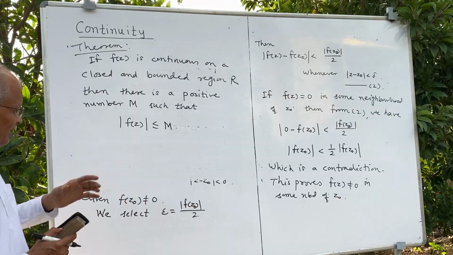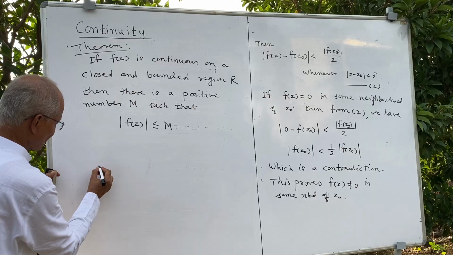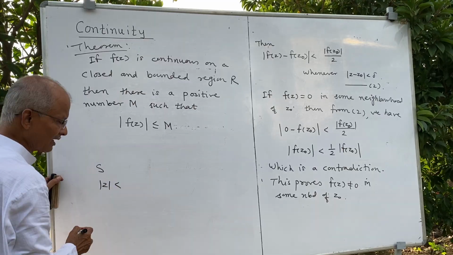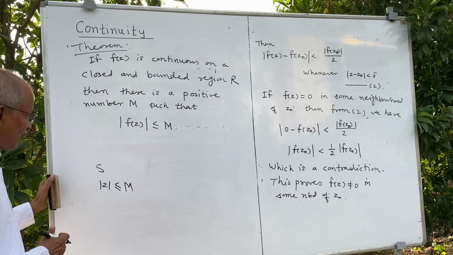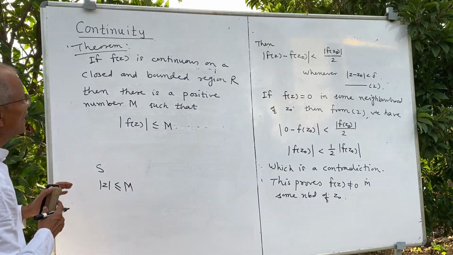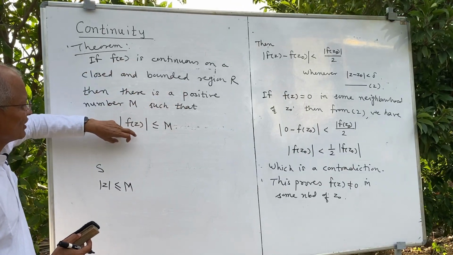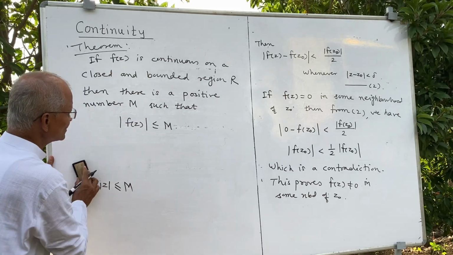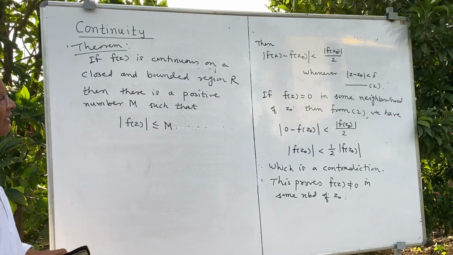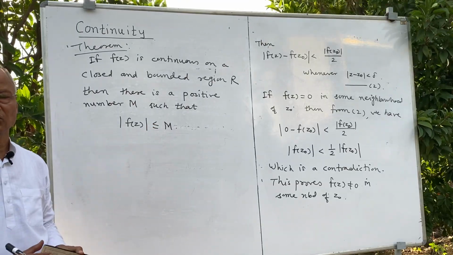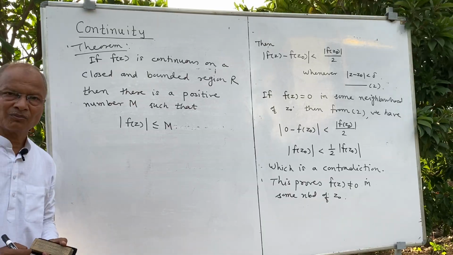We know a region S of the complex plane is said to be bounded if we have mod z less than or equal to some particular number, that may be m or any other number. If the function is continuous on a closed and bounded region R, then there exists a positive number m such that the absolute value of the function is less than or equal to m. So, these are some results regarding the definition of continuity and the composition of continuous functions. I hope you will understand this.